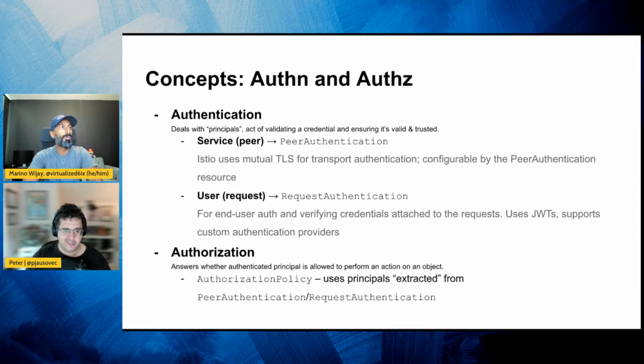Yeah, and I have that line here that I almost forgot about. Authorization policy is the resource to configure the authorization policies, and it uses the principals that get extracted from the peer authentication or request authentication, and you can combine them, right? You will see later we can create an authorization policy that says, well, only this service can call that service on these paths, but also when the user that's authenticated has these claims set, for example, right? So you can do one, two, or both, right?